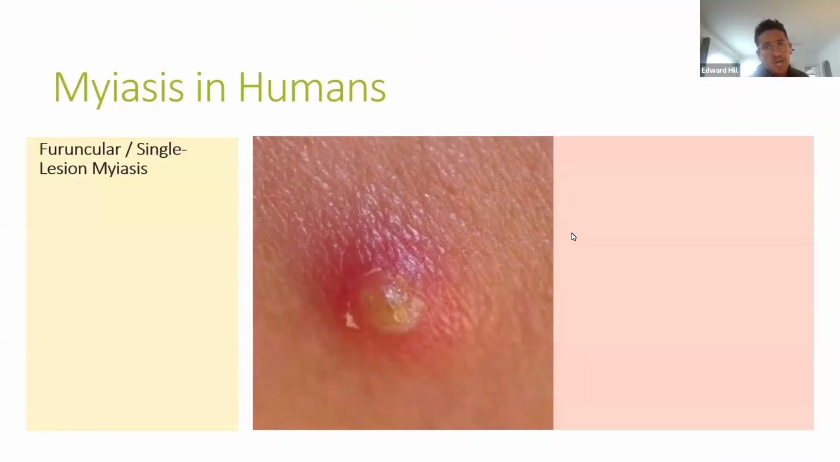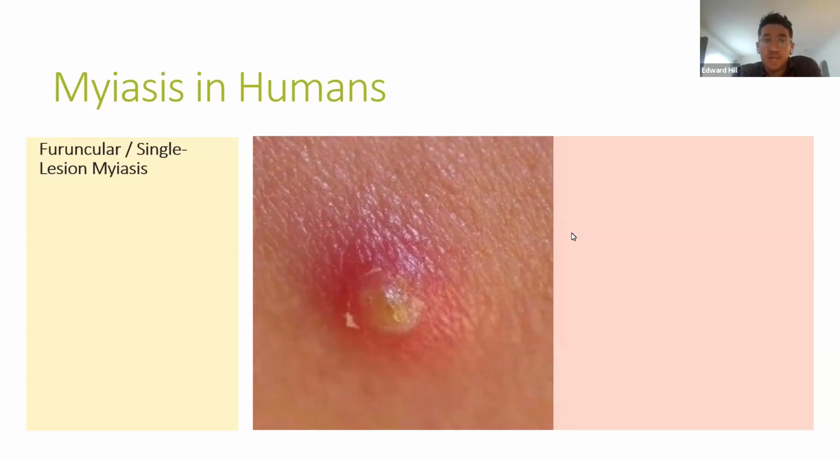So what we're talking about here is myiasis, which is an infestation of larvae or maggots in tissue. There are three general categories of myiasis in humans. The first is furuncular myiasis. So this is just like a single larva.